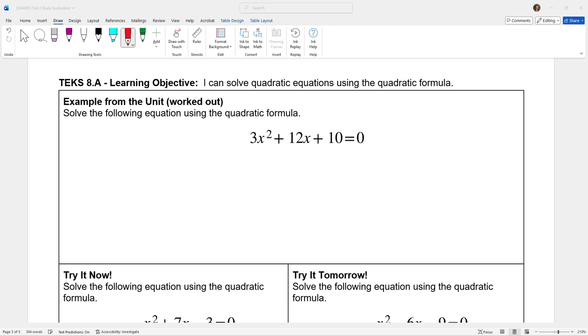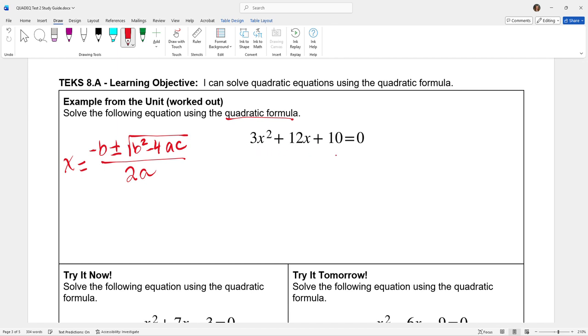We are on the very last set of problem examples. We are going to be dealing with the quadratic formula. To remind you, our formula is x is equal to minus b plus or minus the square root of b squared minus 4ac all over 2a.